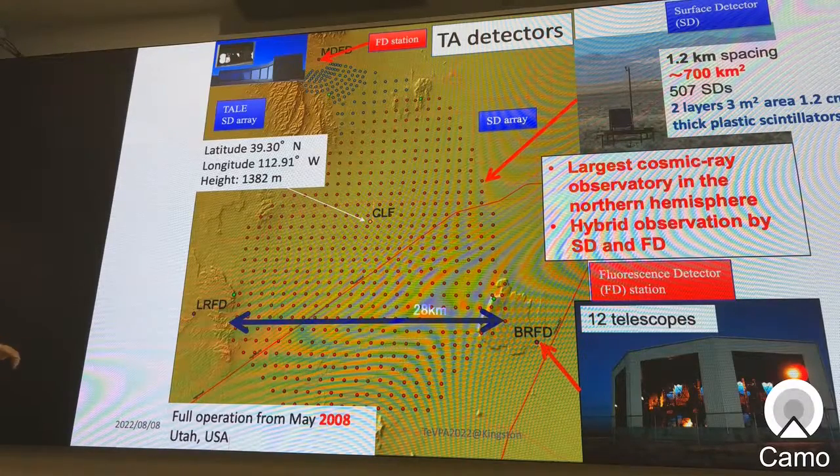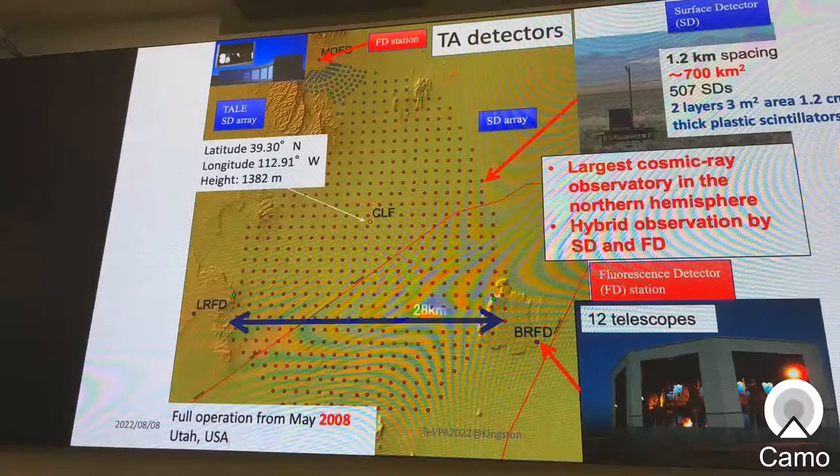And each SD consists of 2 layers of 3 square meter area, 1.2 centimeter plus 6 centimeters. Thanks to this coverage, it is the largest cosmic ray observatory in the northern hemisphere. And hybrid observation by this SD and FD started from May 2008. This site is located in Utah, in the USA.